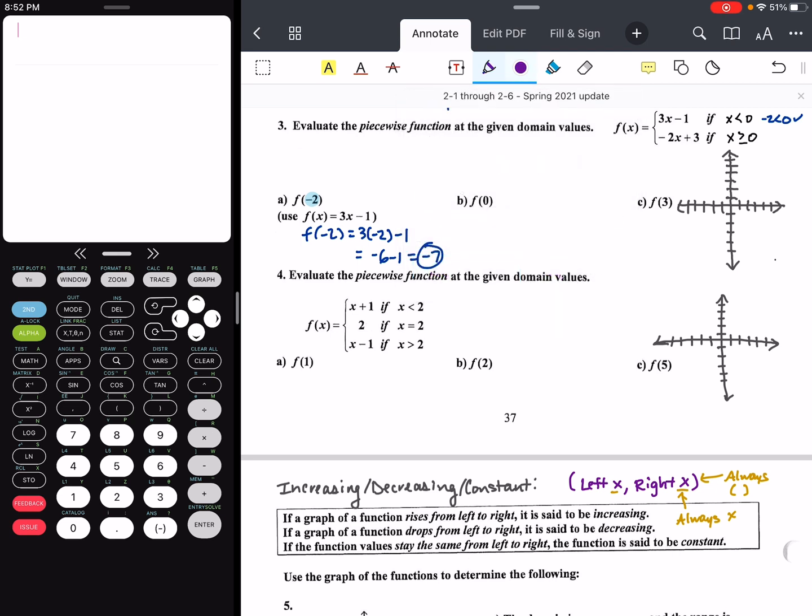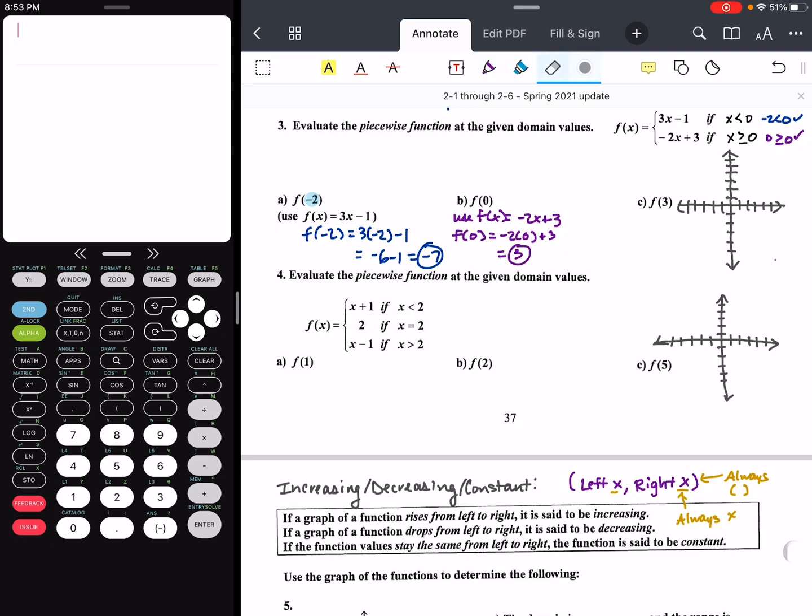F of 0, 0 would be in that second part of the domain, right? It's true that 0 is greater than or equal to 0. That's a true statement. So we're using the second piece of the function. So we're going to use the f of x equals negative 2x plus 3 piece of our function. So f of 0 equals negative 2 times 0 plus 3, which equals 3.